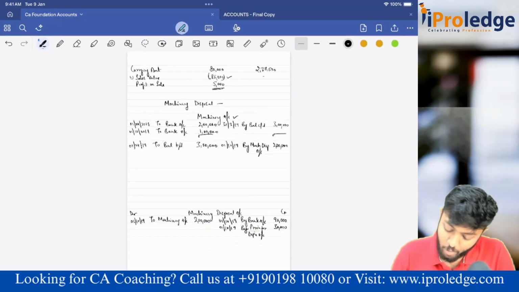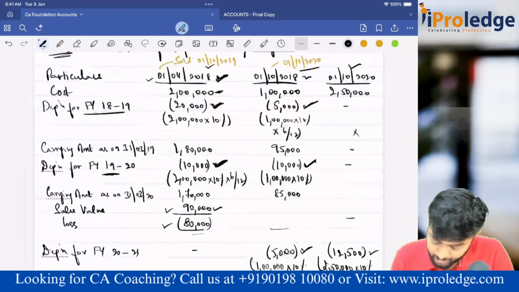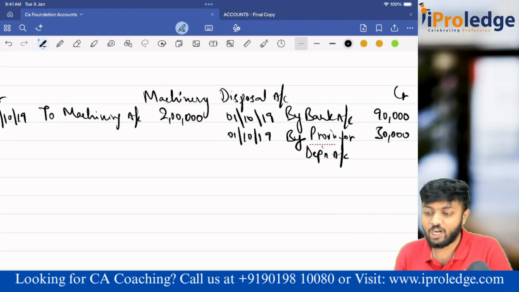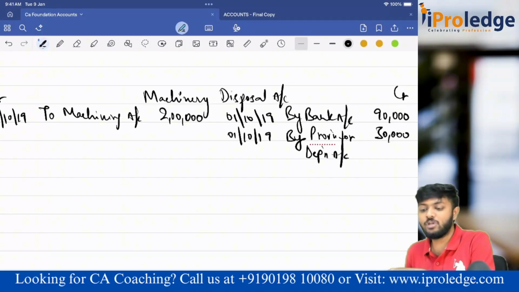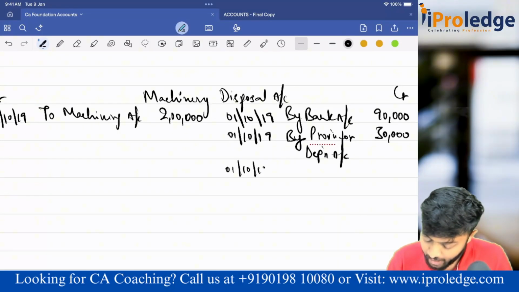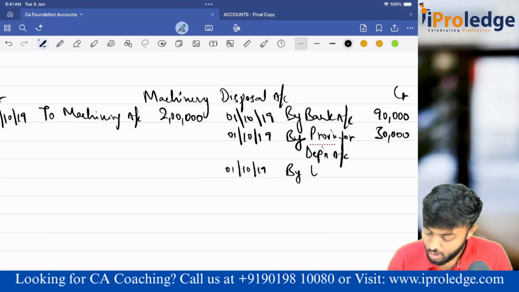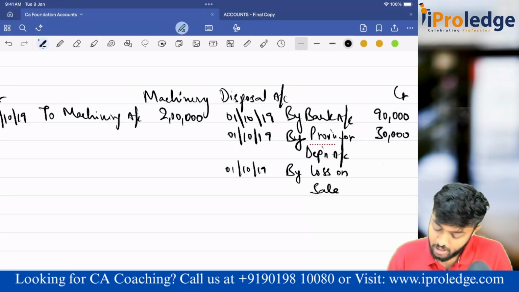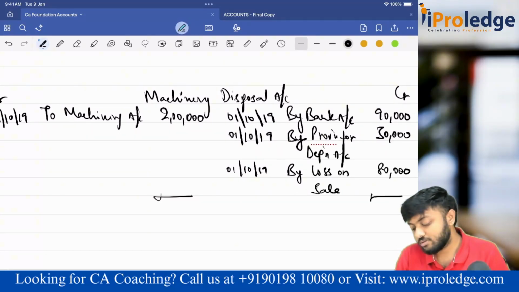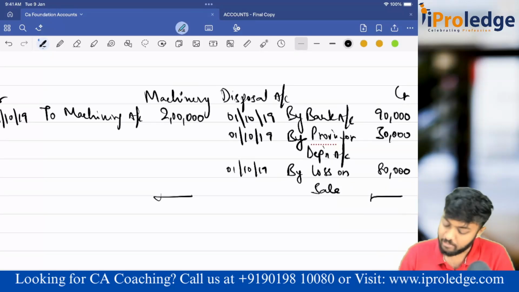Then have you calculated profit or loss? Yes, the loss is 80. Will loss come in credit side or debit side of disposal account? It will come in credit side. Loss always comes in credit side of machinery disposal. Profit comes in debit side. So 1/10/19 by loss on sale, which is 80,000. Now if you have put everything, it should have automatically closed. See, it is automatically closed. 120 plus 80, 2 lakhs, 2 lakhs done.